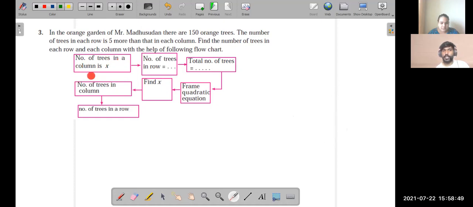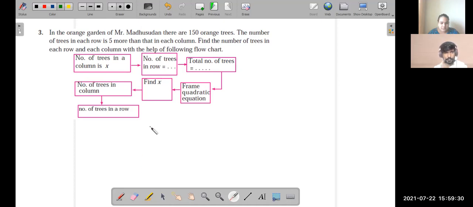Number of trees in a column is x. Okay, so if the number of trees in a column is x, by this condition, what will be the number of trees in each row? Can you think of this? What will it be? I have not understood. In the orange garden of Mr. Madhusudan, there are 150 orange trees. The total orange trees is 150.